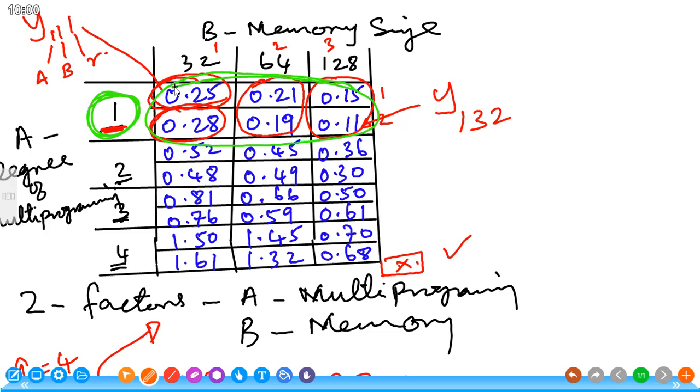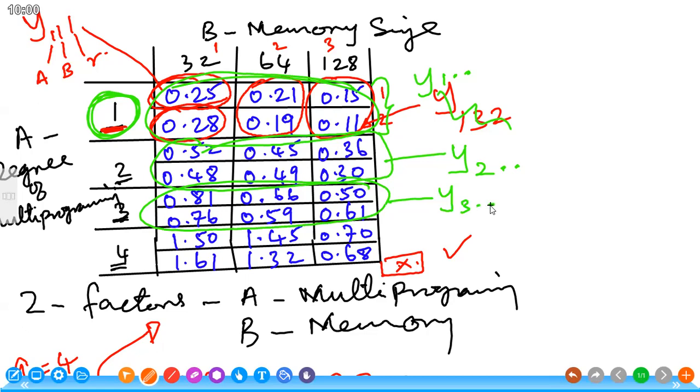Because we said y1 dot, if you add all this, it is giving us y1 dot. If you add the second group, it is giving y2 dot. This is before squaring; squaring is secondary. Then the third one, y3 dot dot, and this is y4 dot dot. Is that all clear?